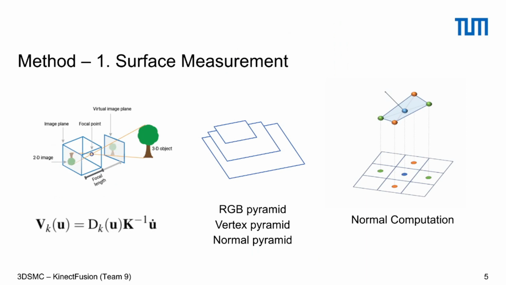For surface measurement, we first apply a bilateral filter to depth maps to reduce the noise, and then we back project depth maps to acquire vertex maps. And for normals, we estimate them using the cross product of the 4 neighboring pixels. We calculate vertex and normal maps on different resolutions.